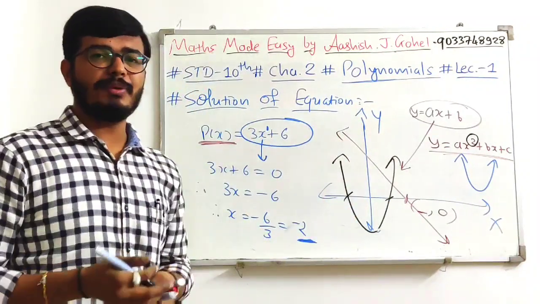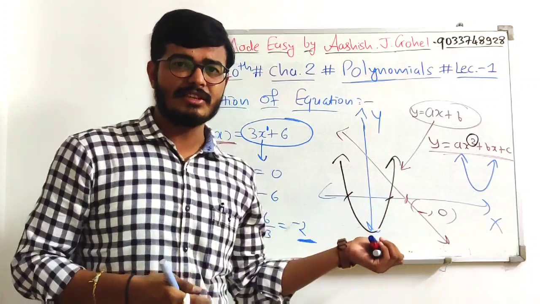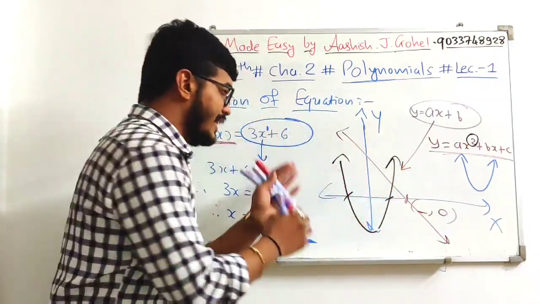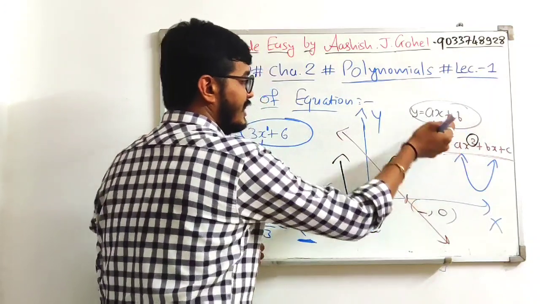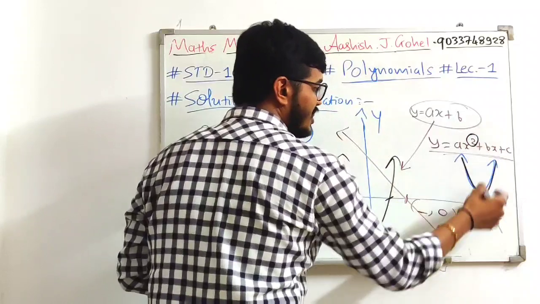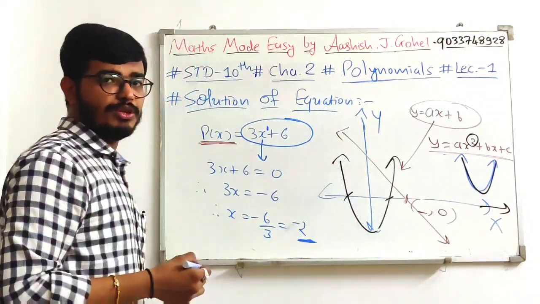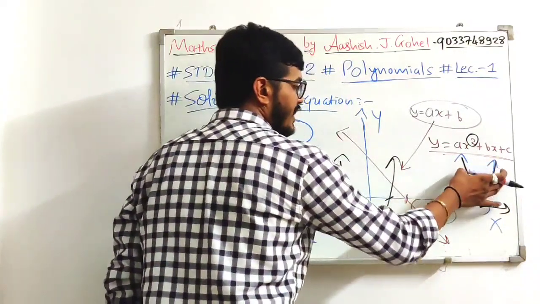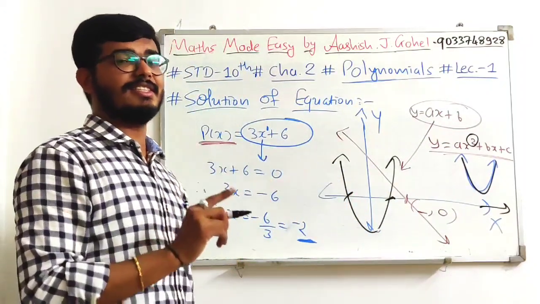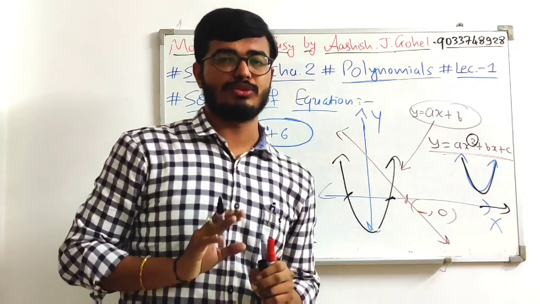It may happen that the parabola will not intersect the x-axis. Sometimes in quadratic equations we find a graph like this. Consider this graph: there is no intersection point with the x-axis. Observe this. So there will be no solution, and here the maximum number of solutions will be 2, because a parabola can intersect the x-axis in a maximum of 2 points only.